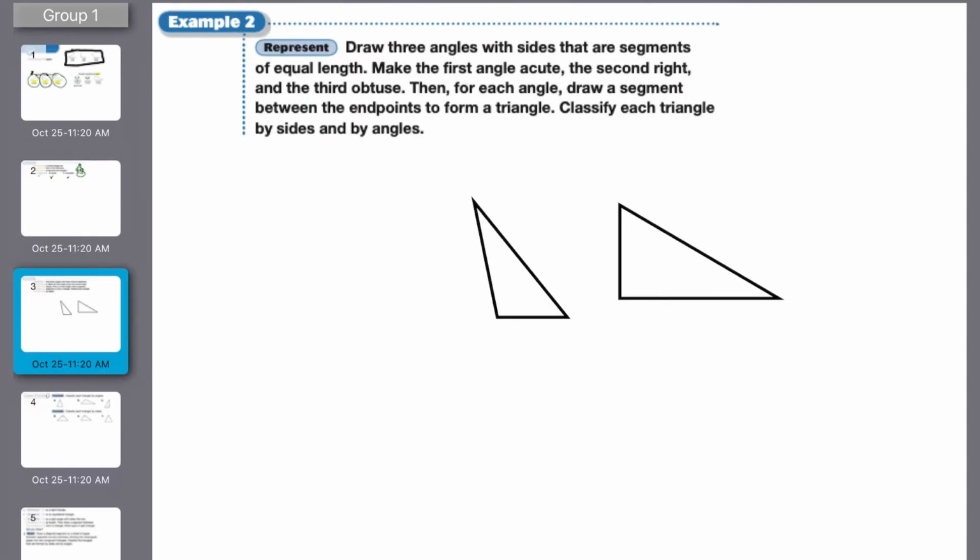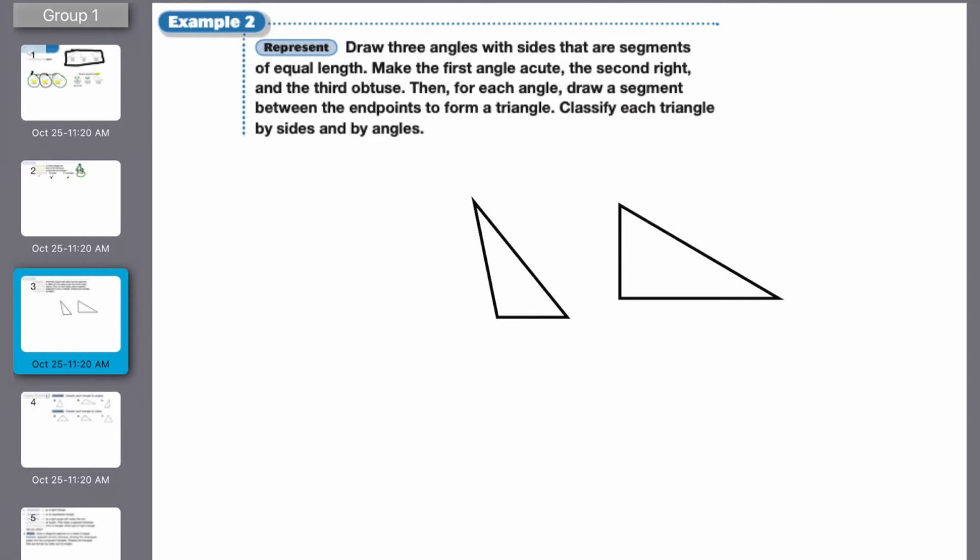All right, represent, it says draw three angles with three sides that are segments of equal length. Make the first an angle acute, the second right, the third obtuse. Then for each angle, draw a segment between the endpoints to form a triangle. Classify each triangle by sides and by angles.